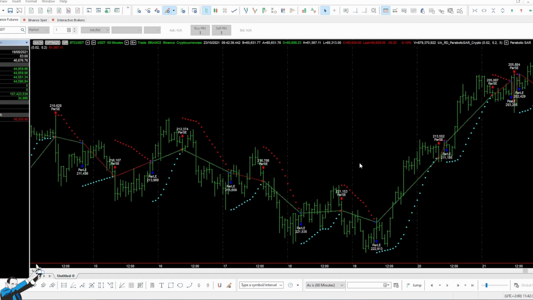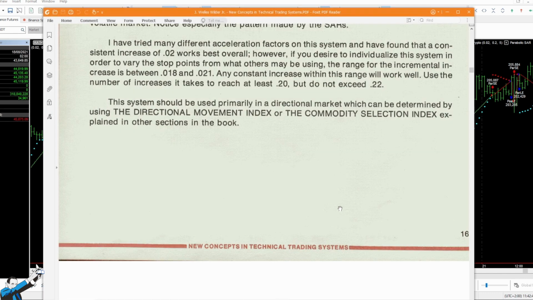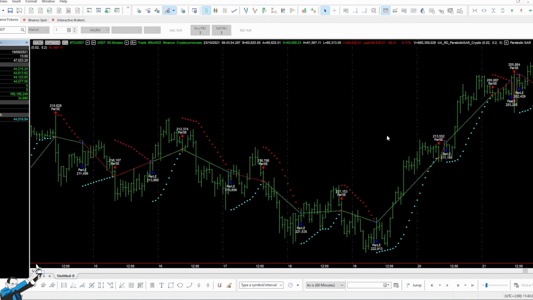At the end of his book, in which he explained how this trading system works, Wallace wrote that this system should be applied mainly to directional markets, so markets such as Bitcoin, and that the directionality of the market could be determined by using the directional movement index. We've already talked about the directional movement index in one of our previous videos. I'm going to leave the link here at the top right so you can go and watch it.